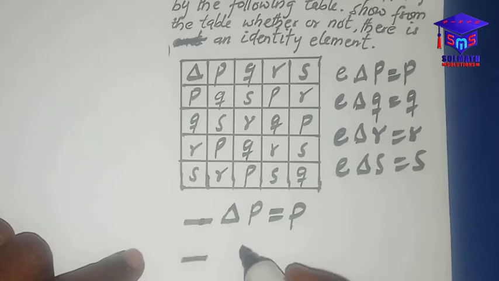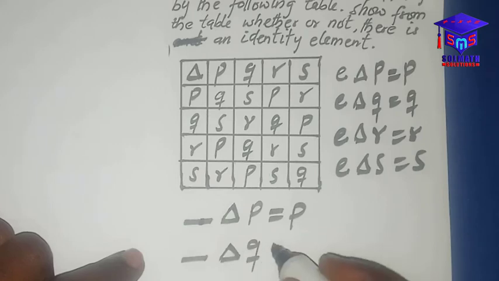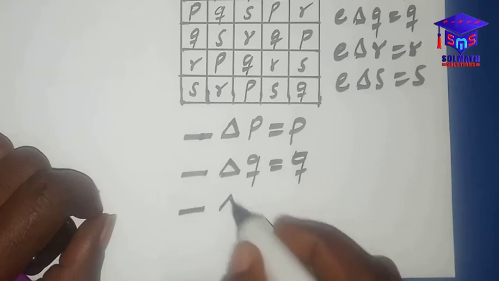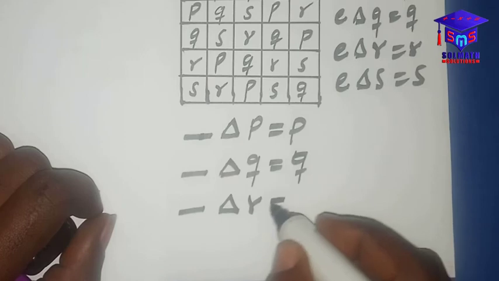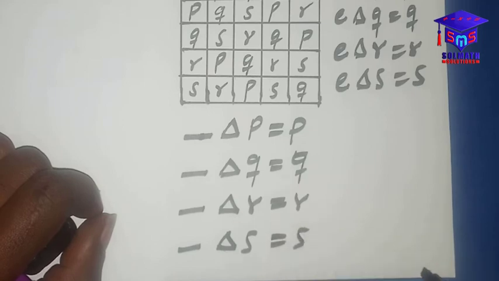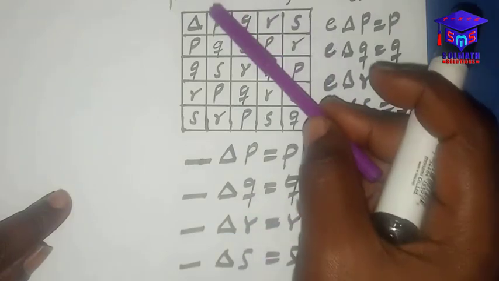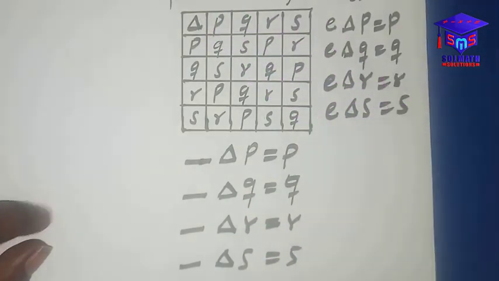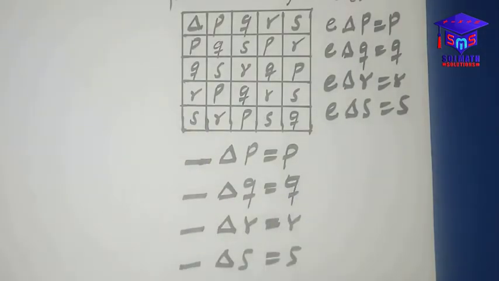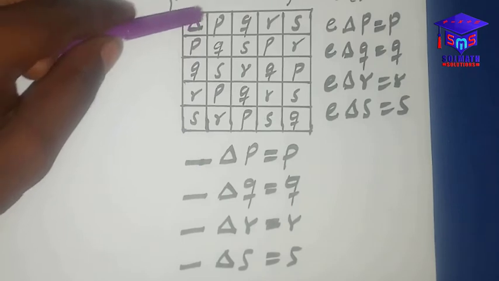And what element combined with Q under the operation gives the same Q? Then again, what element combined with R gives the same R? And what element combined with S gives the same S? This time, the elements over here are the elements in the row, and the one we want to find comes from the column. Good. So when you look at the table, what element operation P will give us the same P?